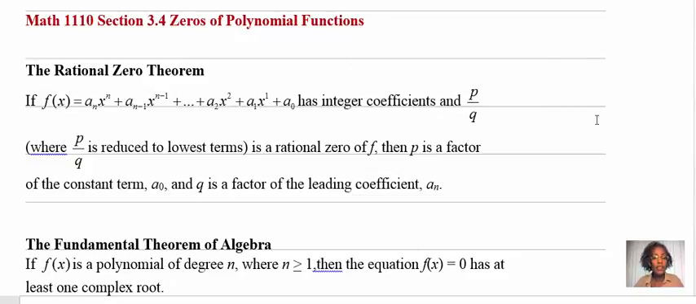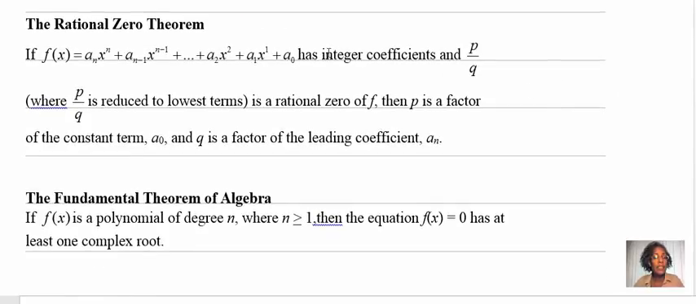Let's take a look at section 3.4, where we're looking at zeros of polynomial functions. There are several important theorems in this section. Let's briefly go over those. The first one is the rational roots theorem.